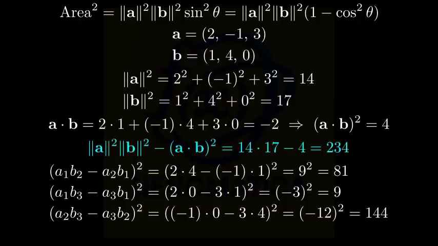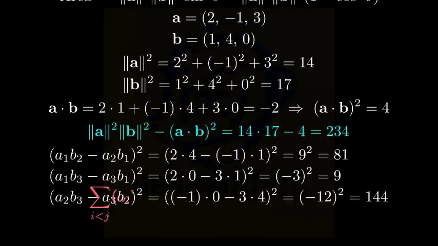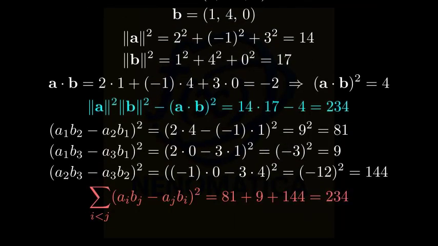For i equals 1, j equals 3, 2 times 0 minus 3 times 1 equals negative 3, square gives 9. For i equals 2, j equals 3. Negative 1 times 0 minus 3 times 4 equals negative 12. Square gives 144. Adding them, 81 plus 9 plus 144 equals 234.